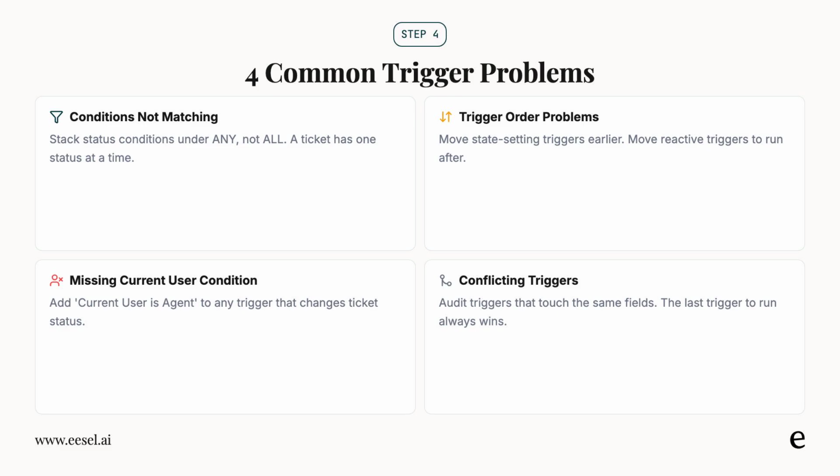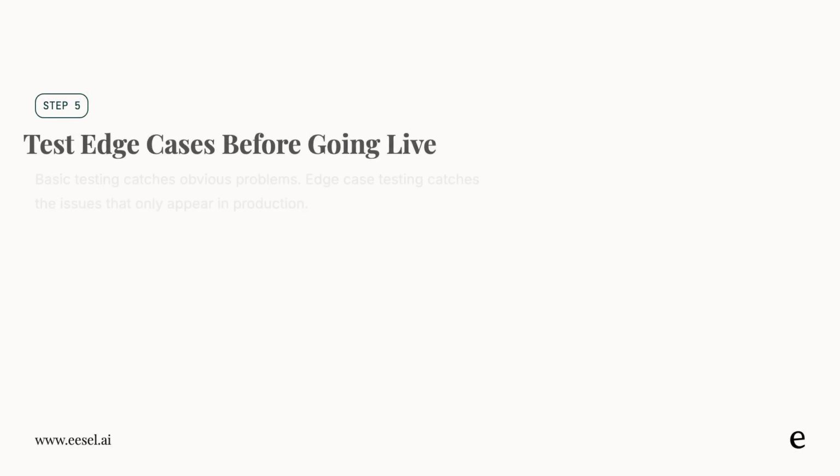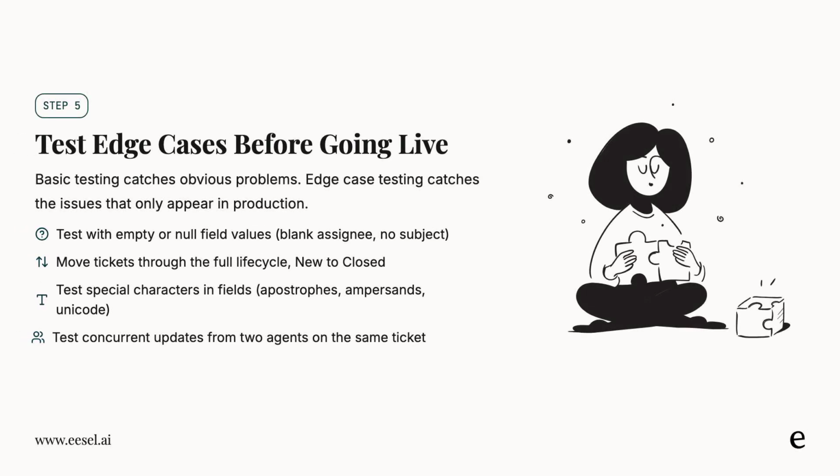The 4 most common trigger problems each have a clear fix. Impossible all conditions where you stack multiple statuses. Trigger order conflicts where earlier triggers change state before later ones evaluate. Missing current user conditions that let customers accidentally reset status, and conflicting triggers where the last one to run always wins.